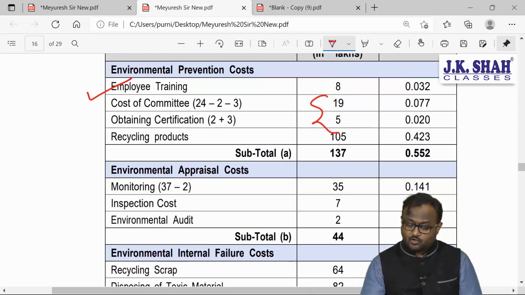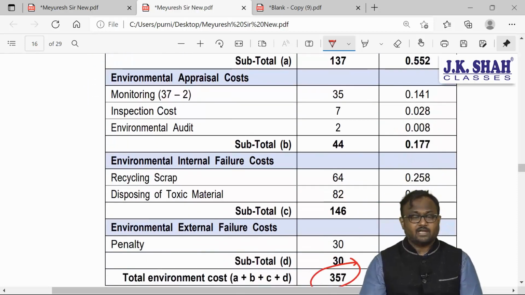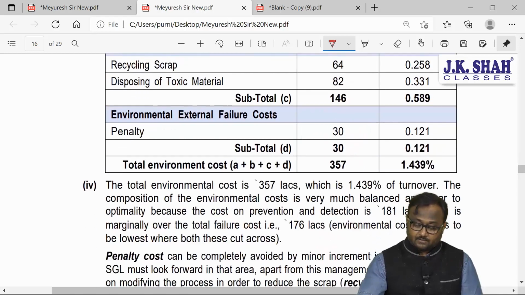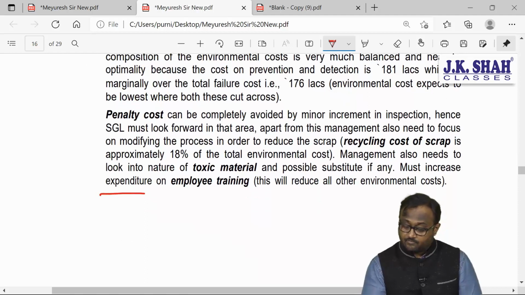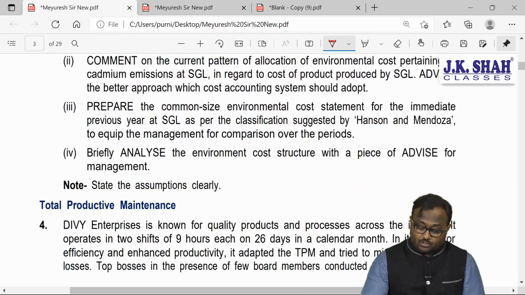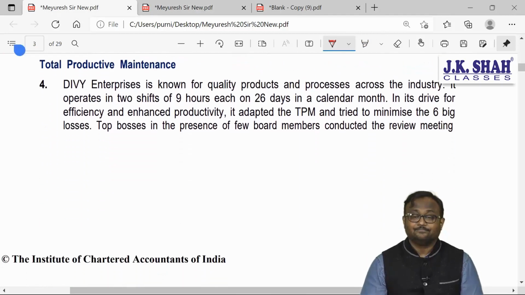Rest everything is beyond your control, certification and all that. This is simply an appraisal cost. So you have to keep on incurring that cost on a regular basis, but this is avoidable. And to avoid this, train staff. Automatically, even this will be avoided. So spend more on training and your work is done. So I'm suggesting focus on training. That was question number 3 for you guys.